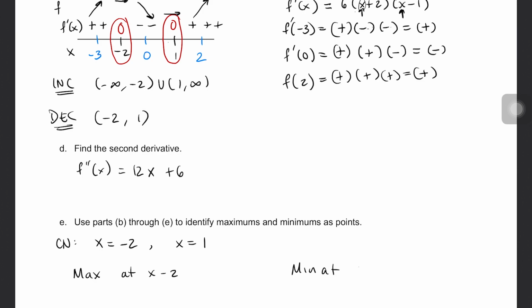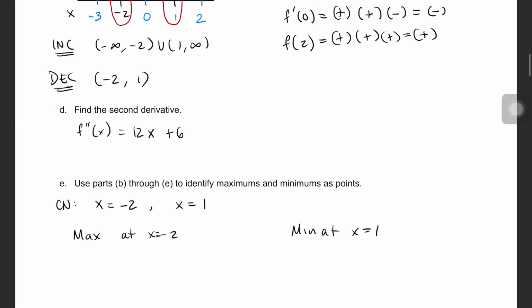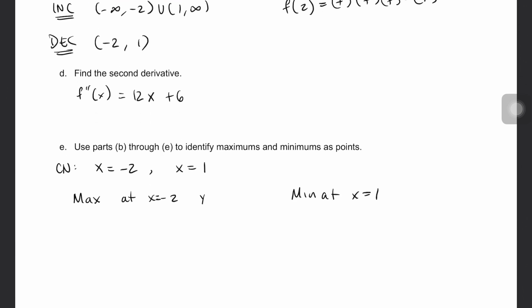Now we got to be careful though, because they're asking us to find the maximum and minimum as points. So what we need to do is find the corresponding y value for each one. How do we do that?